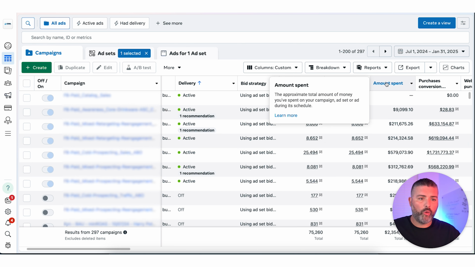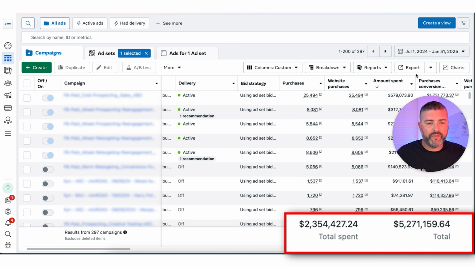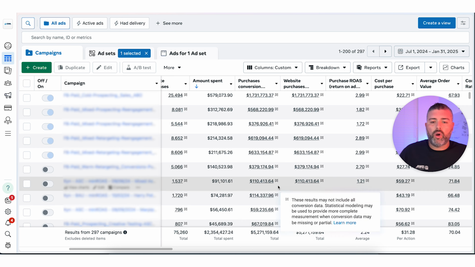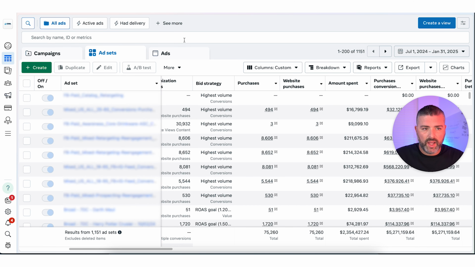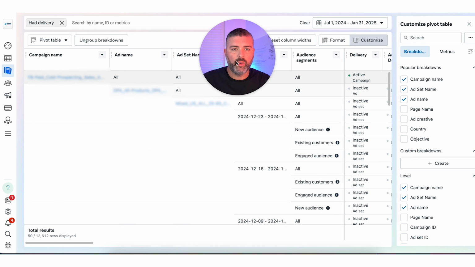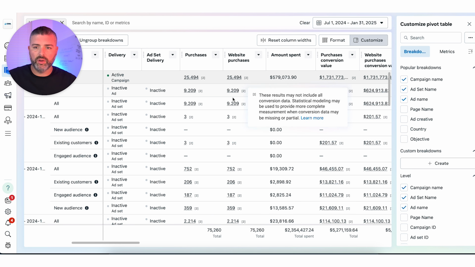So as you guys can see, we have spent a total of $2.354 million since July 1st, 2024 till the end of January 2025. With that, generated $5.2 million at an average of a 2.24 ROAS. So obviously there's a ton of data here, and looking at all of this is going to be overwhelming. So what I want to first do is go into reports, and I have this already created. Essentially, what we're trying to figure out is what had delivery during this time frame and understanding how things are looking within the ad account.